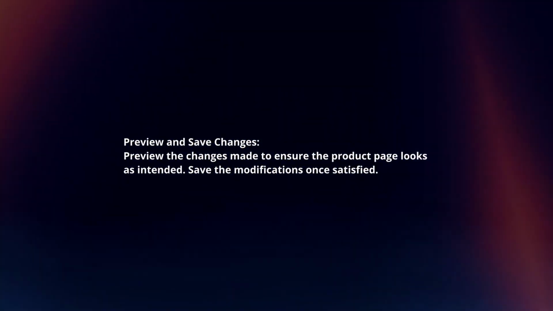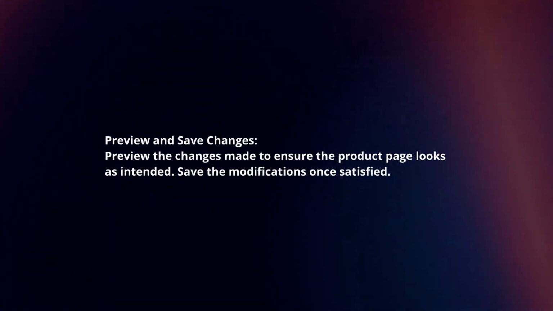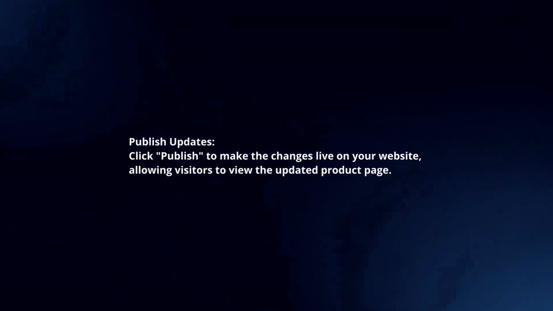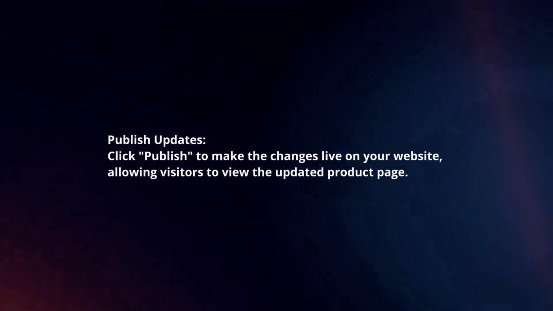Preview and save changes. Preview the changes made to ensure the product page looks as intended. Save the modifications once satisfied. Publish updates. Click Publish to make the changes live on your website, allowing visitors to view the updated product page.